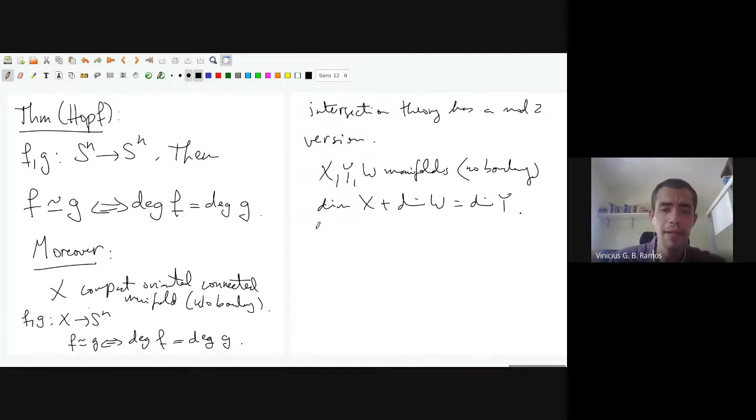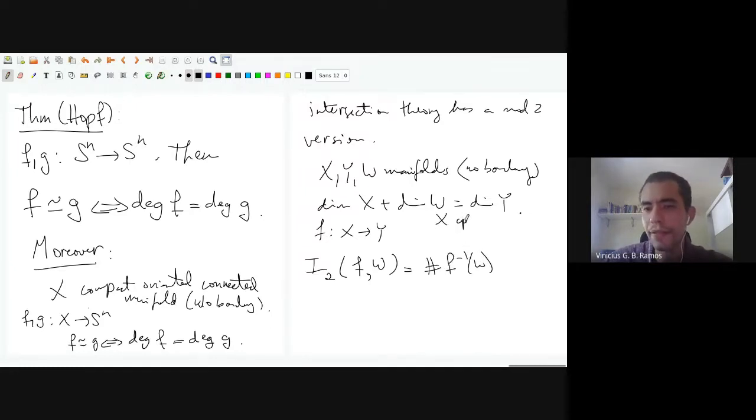And now, if you have a function from x to y, you can define the mod 2 intersection number between f and w. That's just going to be the number of points in the preimage of w. I guess you have to assume x is compact and w is closed.